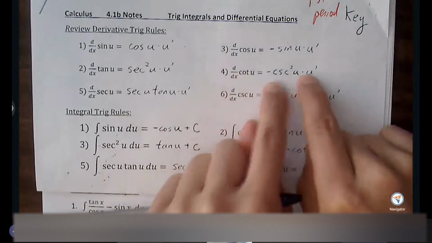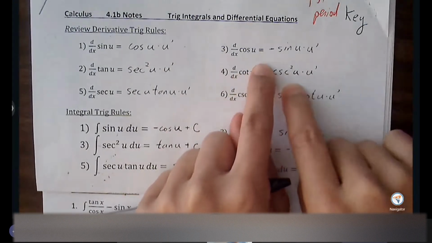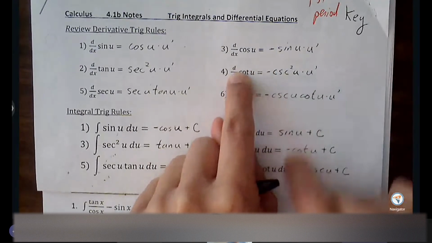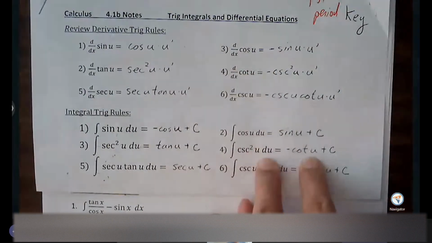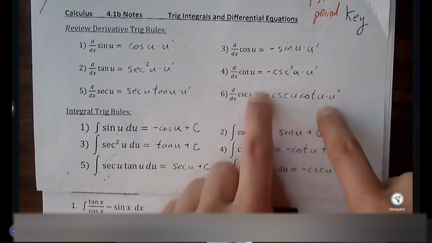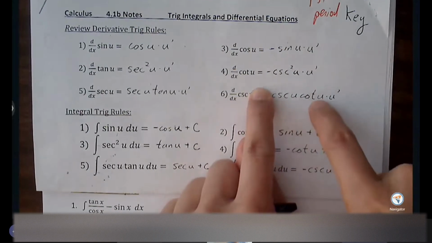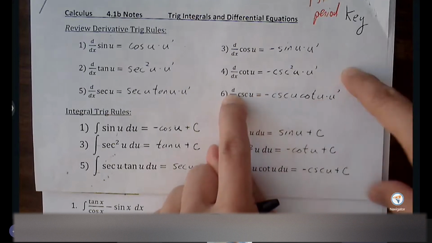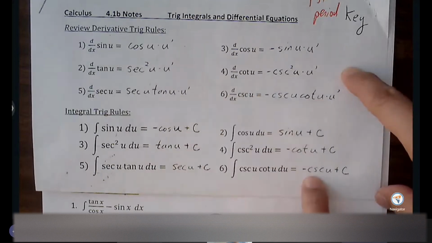Cotangent produces negative cosecant squared, so the antiderivative of cosecant squared is going to bring me back up to a negative cotangent. And that's the rule here. Cosecant's derivative is negative cosecant cotangent, so for the integral of cosecant cotangent, this negative is going to have to go somewhere, so it's going to attach itself to the cosecant.